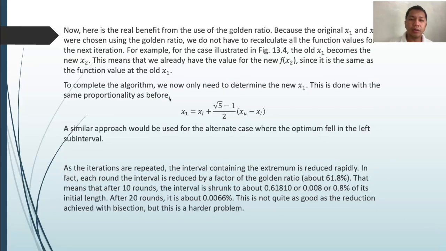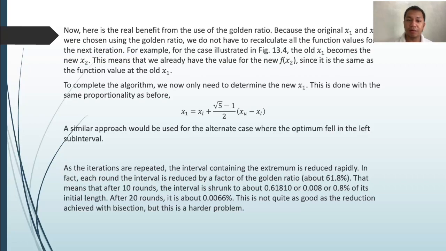Now, here is the real benefit from the use of the golden ratio. Because the original x1 and x2 were chosen using the golden ratio, we do not have to recalculate the function values for the next iteration. For example, for the case earlier, the old x1 becomes the new x2. This means that we already have the value for the new f of x2, since it is the same as the function value at the old x1. So to complete the algorithm, we now only need to determine the new x1.